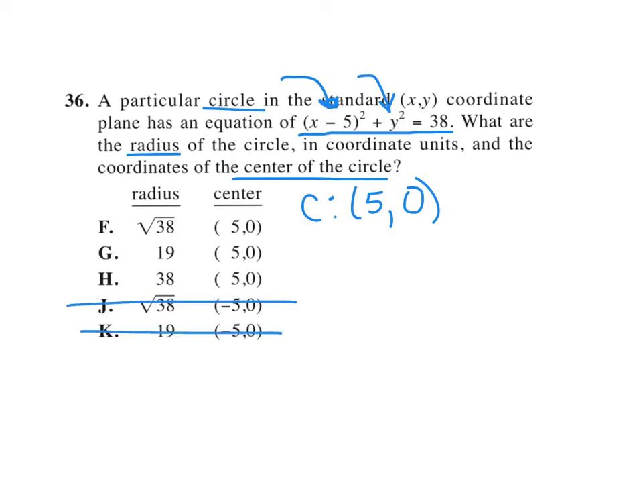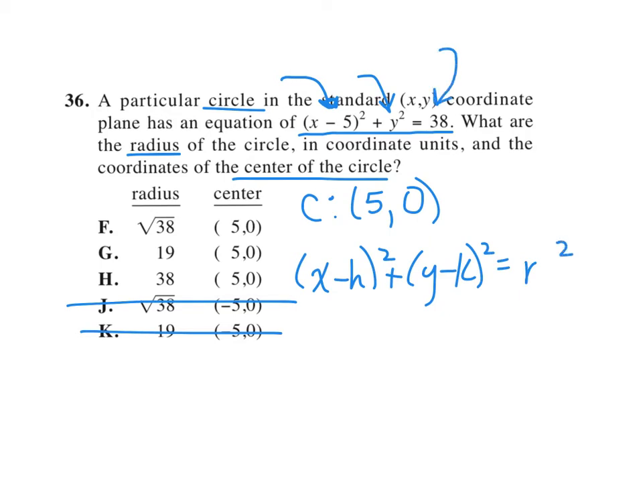Now, if you don't know anything else, you have 3 to guess from instead of 5 to guess from. So always eliminate wrong answers. The equation of a circle is x minus h quantity squared plus y minus k quantity squared equals the radius squared. Well, right now this tells me that my radius squared is 38. Well, I want to know what r is, so take the square root of 38, F.